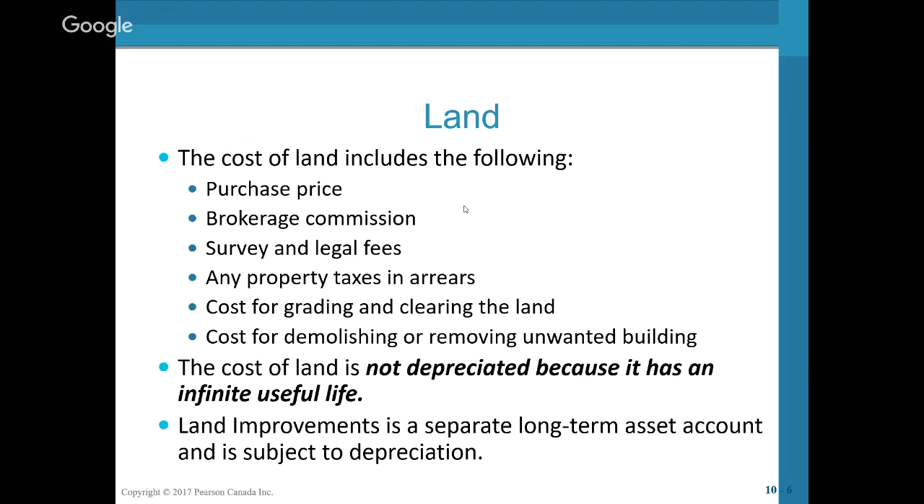Now, land is not depreciated, and it's not because it goes up or down in value. It's because it has an infinite useful life. Okay, so to spread out the cost over the useful life doesn't really make sense, given that land is infinitely useful. For those things we do to the land, like paving it or putting a fence on it, we track those in a separate account called land improvements.